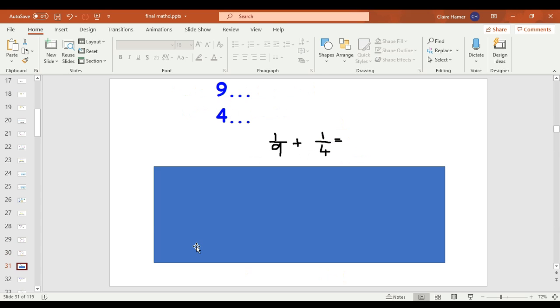Now let's have a look at this one. So we've got 1/9 add 1/4. So the first job for you to do on your piece of paper will be to write down some multiples of 9 and to write down some multiples of 4 and then to circle the common denominator. Now if you already know a number that is both a multiple of 9 and 4, then you can skip that part. Do that now. What is the common denominator?